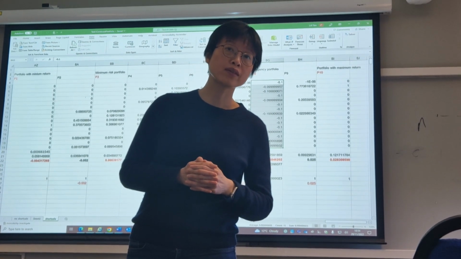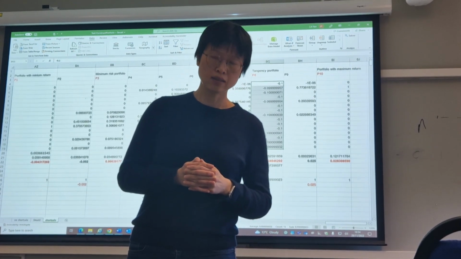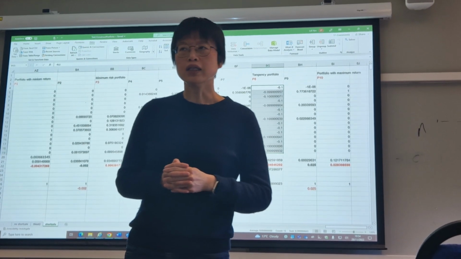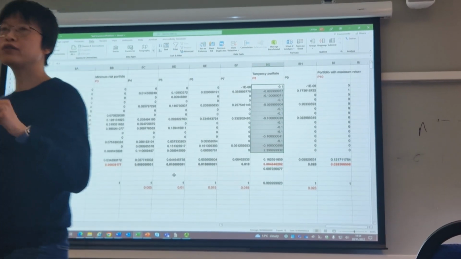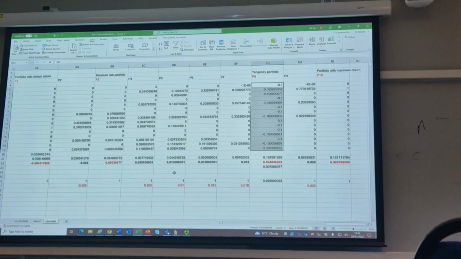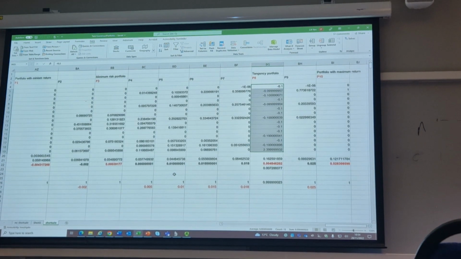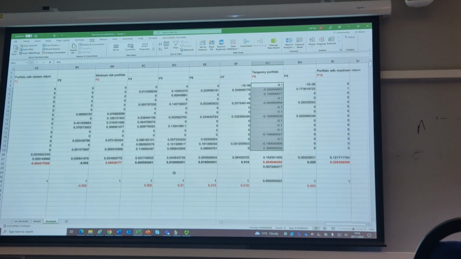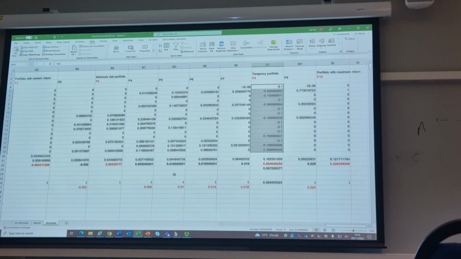Do we have to depict the feasible frontier, or do we just need to find the optimal portfolio? Yeah, we need to also get the feasible frontier. So we have to use the solver. Yeah, you do. Keep doing that.